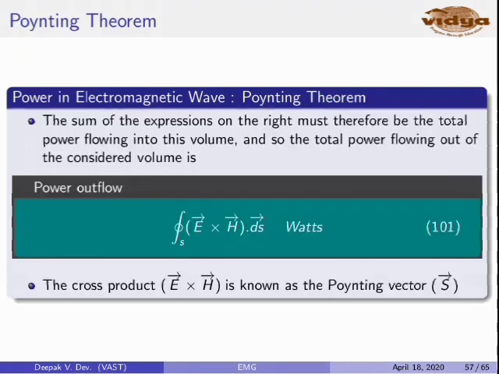So let us try to conclude this session. Again, if you consider the equation 100, the sum of the expressions on the right of that equation must therefore be the total power flowing into the volume. So the total power flowing out of the considered volume will be the integral over the surface E cross H dS. Here E cross H is the Poynting vector, and its dimension is power per meter square. So it also represents the power density at any point.